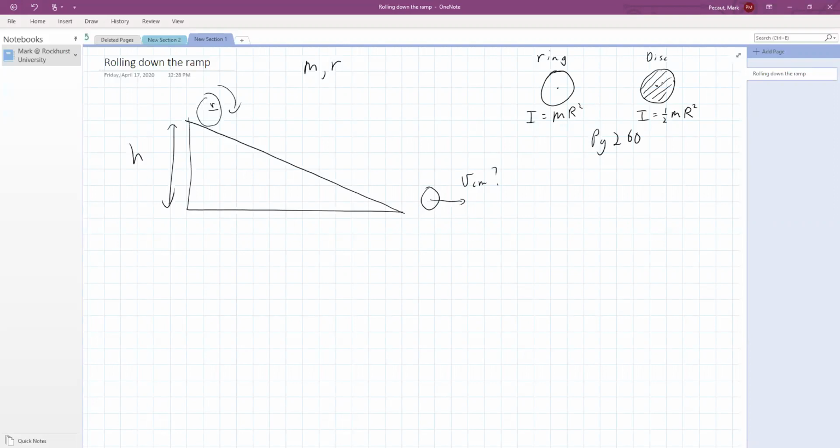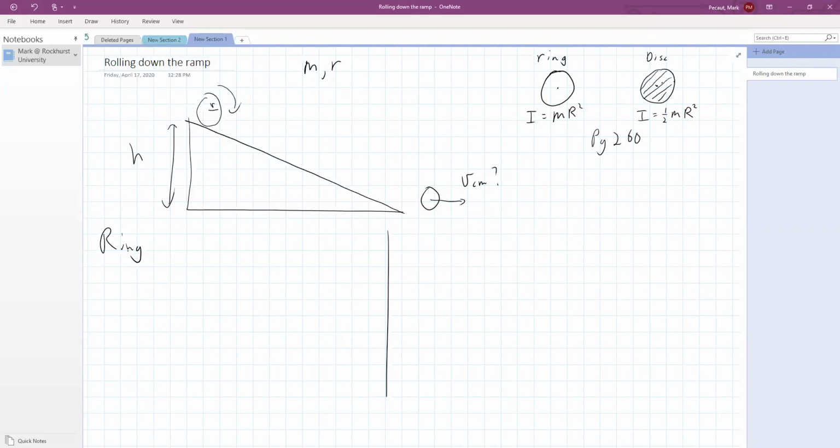All right, so let's roll these things down the ramp here and see what happens to them. Let's do the ring first. The scenario that's often posed is if you put these two on a ramp and let them roll down, which one would reach the bottom first? I think you can probably come up with a prediction for which one reaches the bottom first based on just your understanding of what the moment of inertia means.